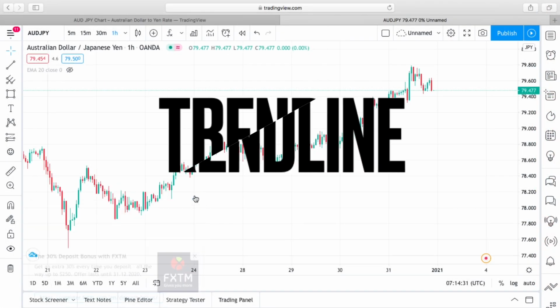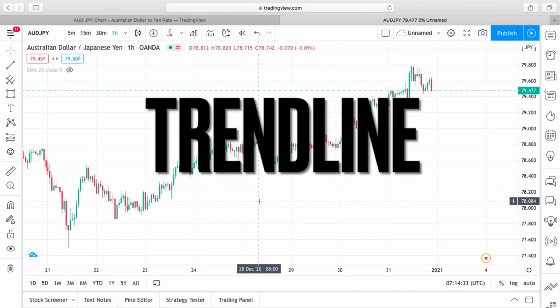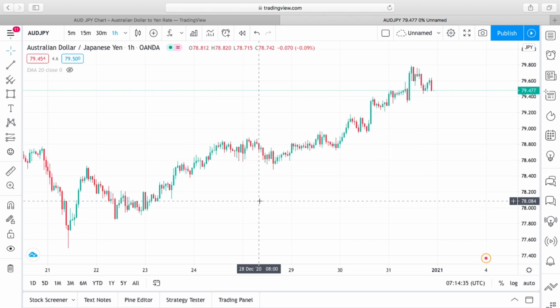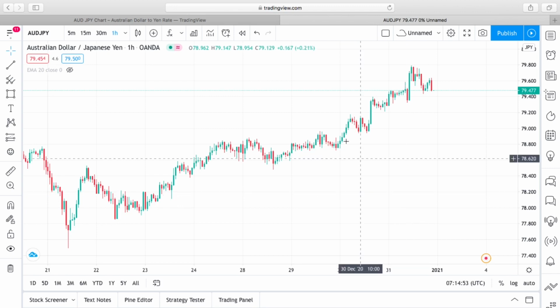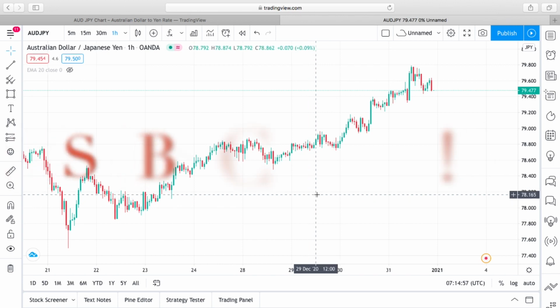Hello everyone. Today I'll be teaching you all how to draw a trend line. A trend line is very important. So now I am drawing a trend line on the Aussie dollar Japanese yen chart. So this is where I am drawing a trend line. I want you all to understand that when you draw a trend line on every chart, it gives you a clear picture of what the chart is like.